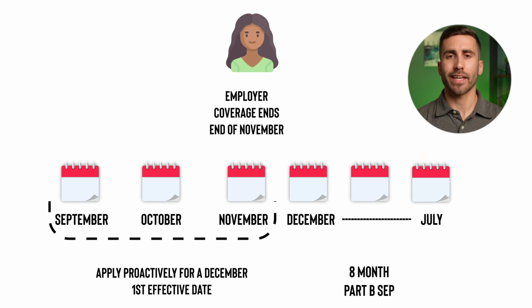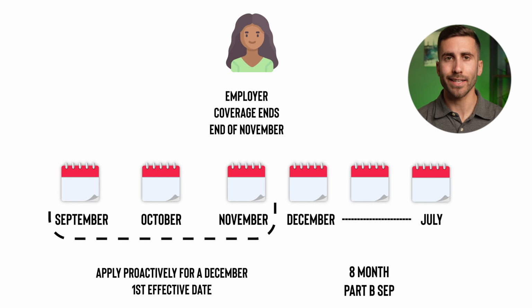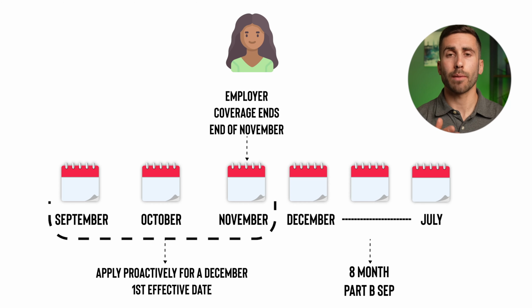So going back to Kim's example, instead of waiting for December when her employer coverage has ended, she can instead enroll during September, October, or November for a Part B effective date of December 1st to prevent unnecessary gaps in her Medicare coverage.